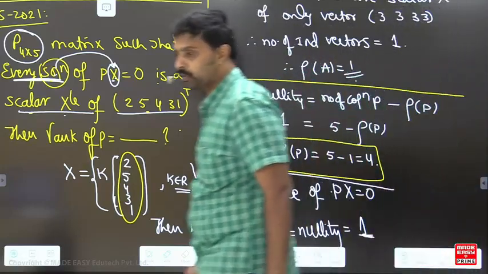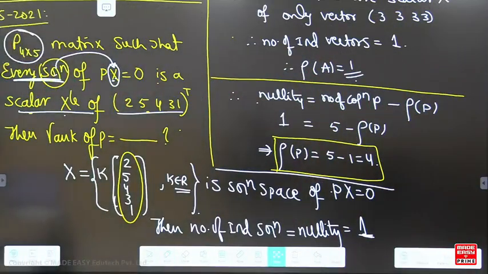The rest of the thing you understood. Sir, in infinitely many solutions, we have only one zero solution and the remaining non-zero solutions. Yes.